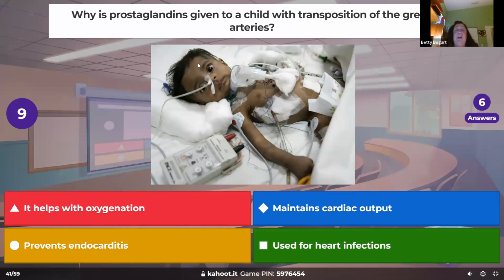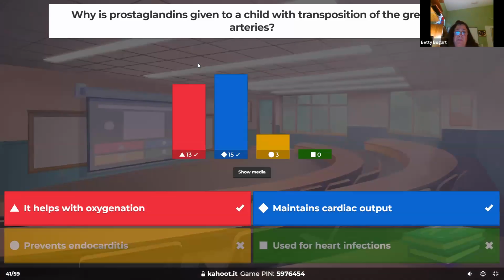That little picture here, if you look at those little blue wires in that little box, it's actually a pacemaker. On a tiny little child like that, we do use them. So this is the biggest concept, prostaglandins. We know it helps with oxygenation, but it also keeps the blood flowing around the body and maintains cardiac output. Prostaglandins is not an antibiotic. It's not an antiviral. It has nothing to do with infections, so it has nothing to do with endocarditis.